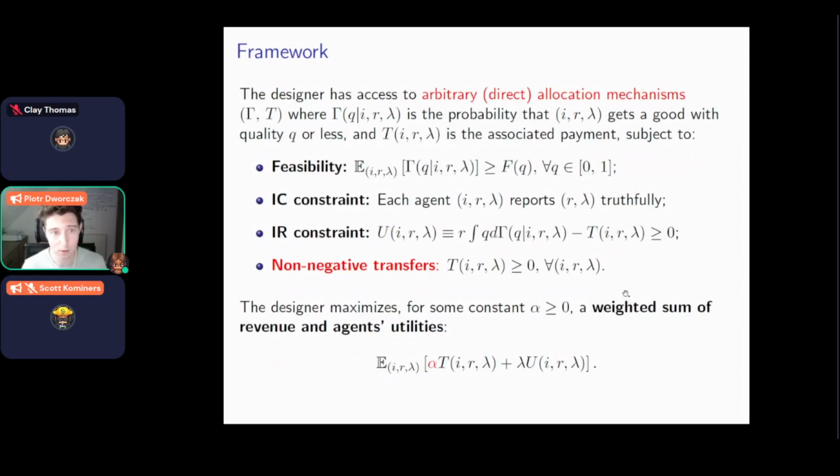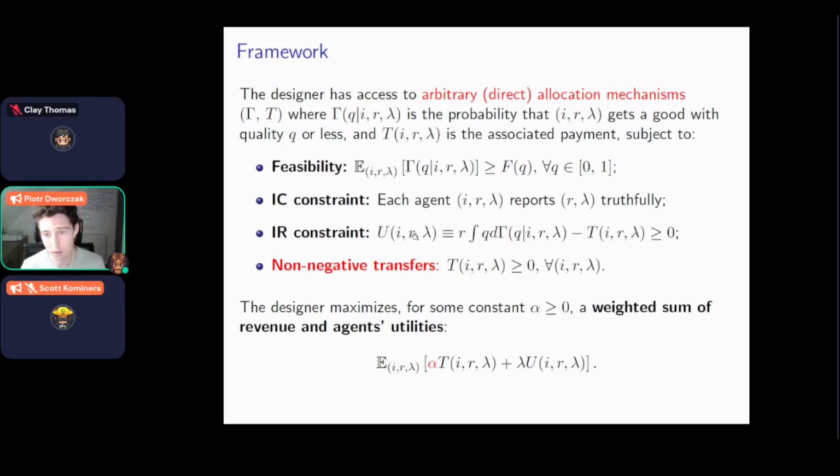We'll have the standard constraints. So the feasibility constraint, don't read the math, but it basically is saying that I cannot allocate more objects than I have. What I have is this distribution F of quality. I cannot allocate more quality than I have. Potentially, I can discard some of the qualities, some of the objects. The IC constraint, the standard one: an agent should report her privately observed part of the type truthfully. We don't need to elicit I, the label, because by assumption that's observable to the designer.